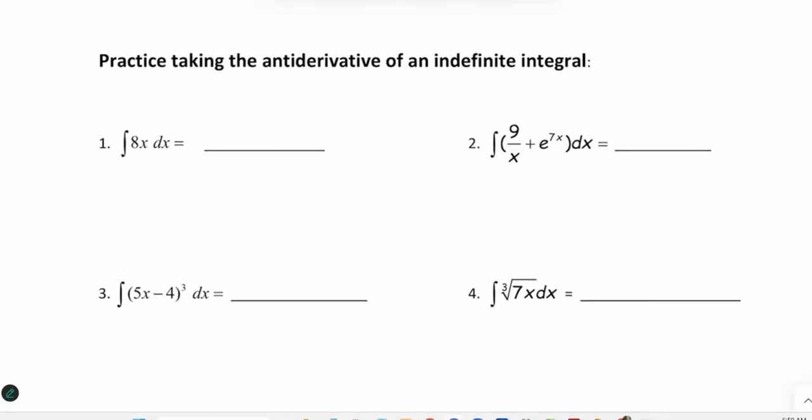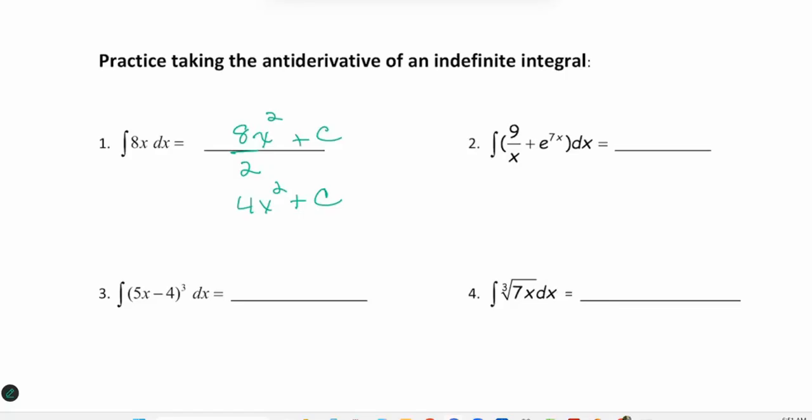So let's look at that. It's practice taking the antiderivative of an indefinite integral. If I have 8 to the x, what do I have? I have 8 to the x over 2, divided by 2, plus c. And then I would make that 4x squared plus c. Okay, the next one is going to be, oh, look what I have.